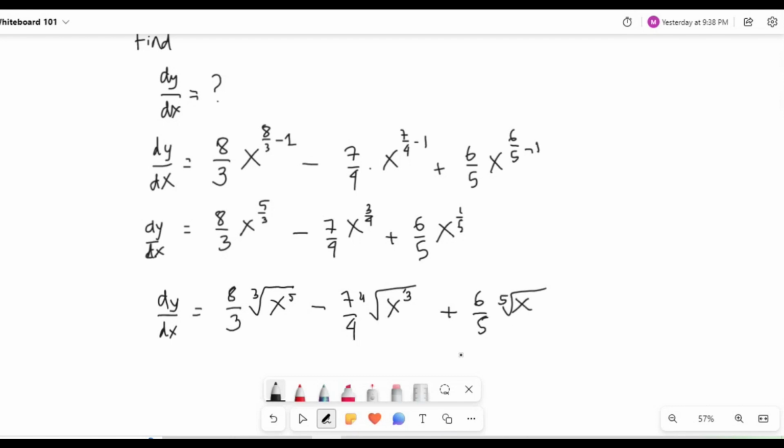Okay, so this is, I think, the more proper way to provide it, but up to this point it's already done and completely correct.